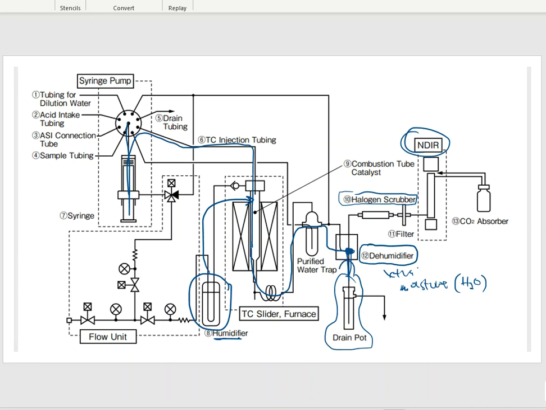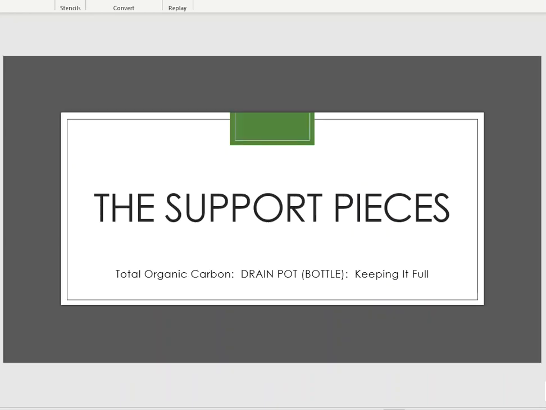And all of that extra moisture will go into what we are calling the drain pot that's down here at the very bottom of the schematic. The drain pot, it's just basically a vessel. That's all that it is. It's just a piece of plastic with a plastic lid, and this is holding all of the moisture that's getting generated by the dehumidifier.